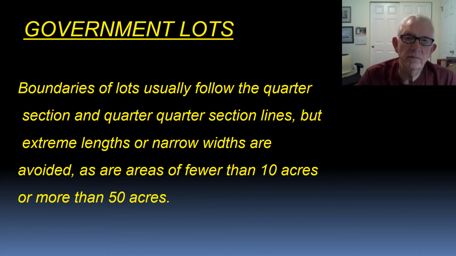Now, we've been talking about government lots, and boundaries of lots usually follow the quarter section and quarter-quarter section lines. But extreme lengths or narrow widths are avoided, as are areas fewer than 10 acres or more than 50 acres. If you could make a government lot close to that magic 40 acres that we want to subdivide things to, that would really be good. But if you have one government lot that's like 39 acres and right next to it you have a government lot that's maybe 4 acres, there's a good chance that the draftsman would just combine the two and make it one government lot. And that's what we're talking about here.